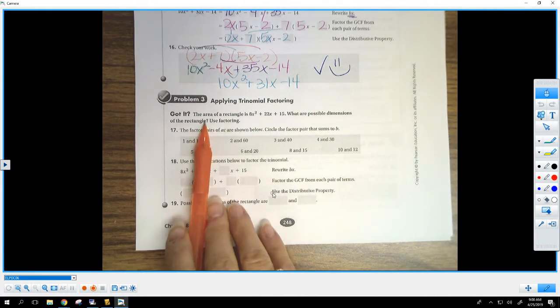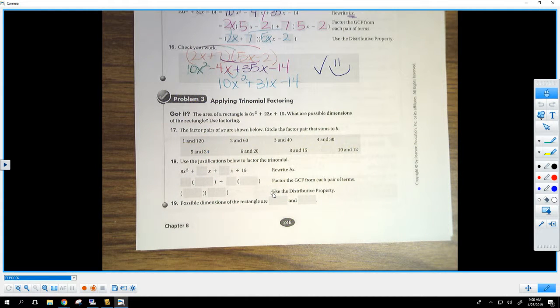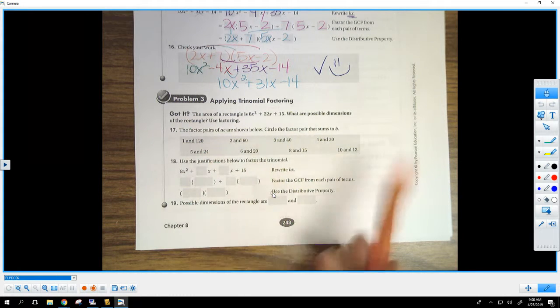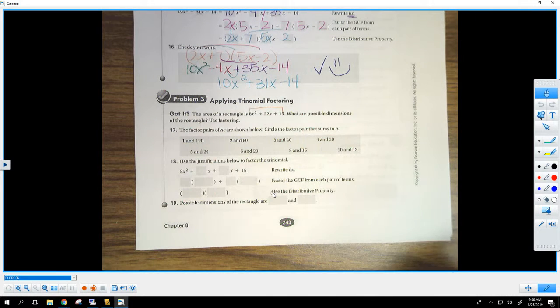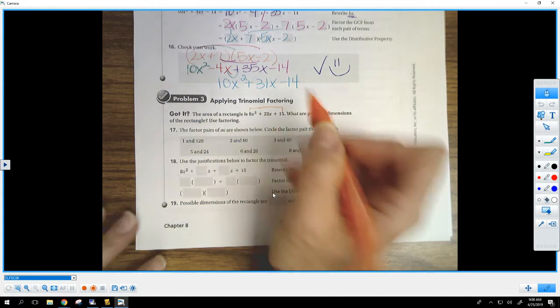All right, so if they give me a problem that says the area of a rectangle is 8x squared plus 22x plus 15, what are the possible dimensions? Remember, it's length times width is what we're working on. So one parenthesis can be the length and the other one can be the width. Don't overthink this. It is exactly the same. So what pairs multiply to give us A times C, but add to equal 22?